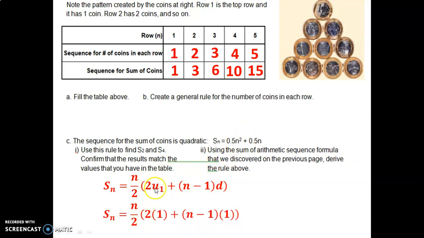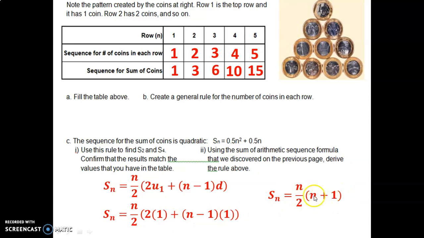Replace the U1 with 1. Replace the D with 1 as well. And then we don't know, we're trying to make a general rule, so we don't know the n value. We're not saying if this is a sum for the first 5 or sum for the first 10. We're just saying a sum for any number. Simplify all that, and you get this.